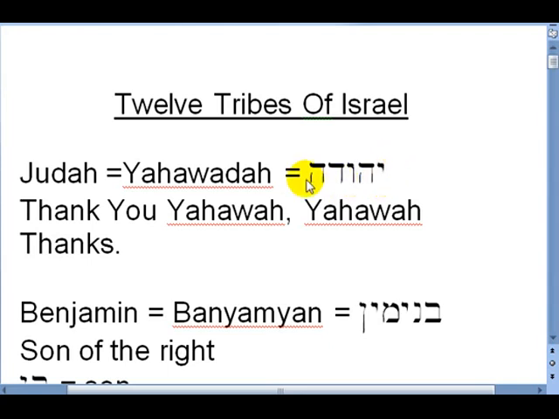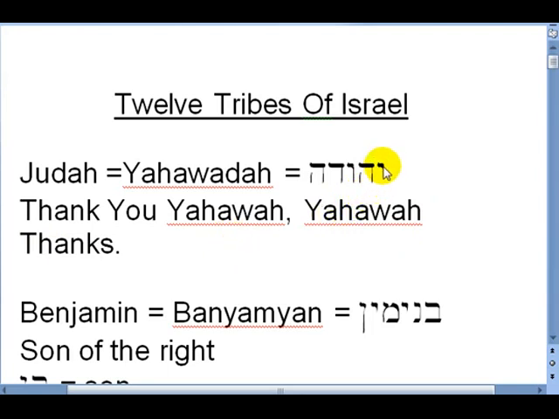I use it for this lesson so that the brothers out there that are not familiar with these characters can get more familiar with it, because when you read the Torah, the majority of the Torah you're going to see written in these characters. So it's good to start learning these letters. Alright, so you got a Yah, Ha, Wa, Da, and a Ha. Yah, Ha, Wa, Da. Yehowadah. You see it right there. Judah. The word Yehowadah means thank you, Yahweh, or Yahweh thanks.